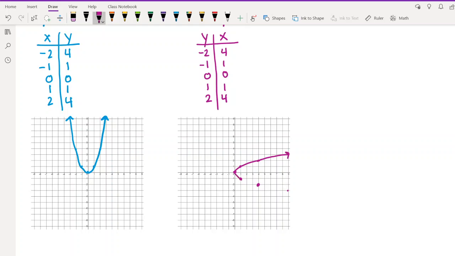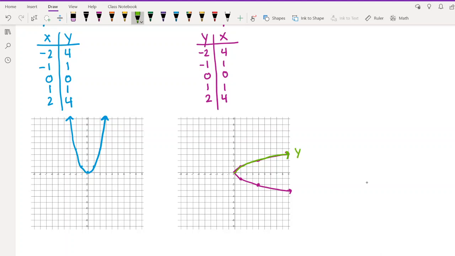So we get basically a perfectly sideways version of the parabola that we already graphed in blue. One thing I want to point out about this graph is the relationship between it and the graph of y is equal to square root of x. Just as a side note, if you were supposed to graph y is equal to square root of x, that would just be this part here.